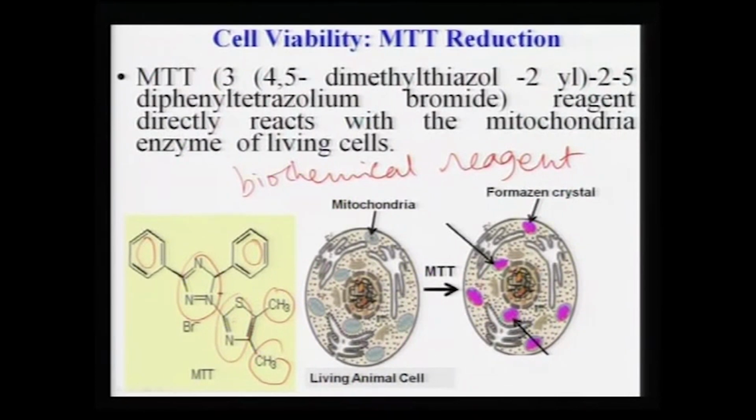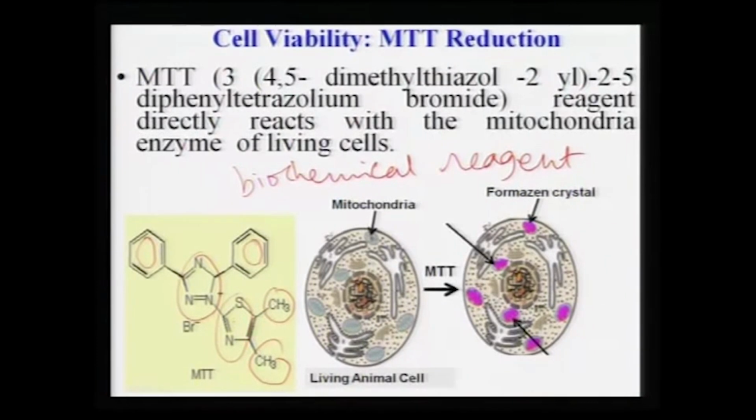This MTT will react preferentially with the mitochondria of the metabolically active cells, and then it will make formazan crystals, which will be violet in color. So, the more viable cells there are in the solution, the more intense the violet color the solution will give when it is analyzed by the ELISA microplate reader for the optical density. You understand what I am saying?